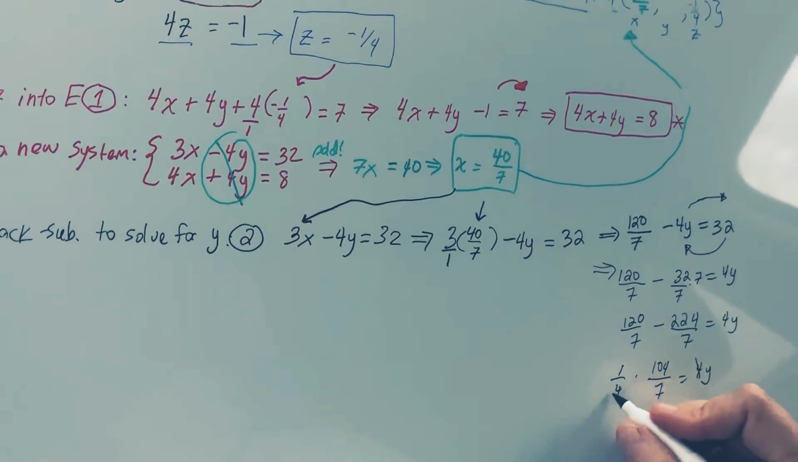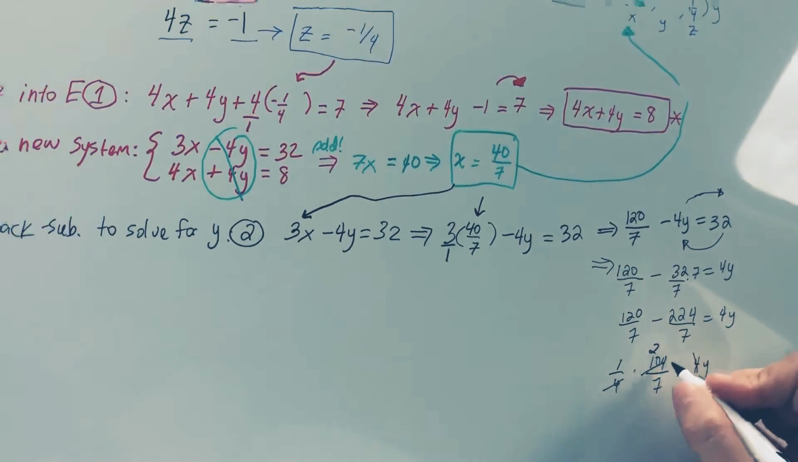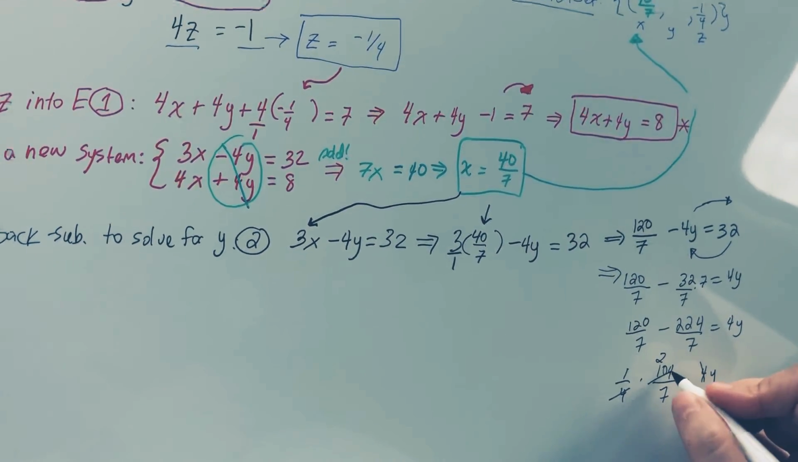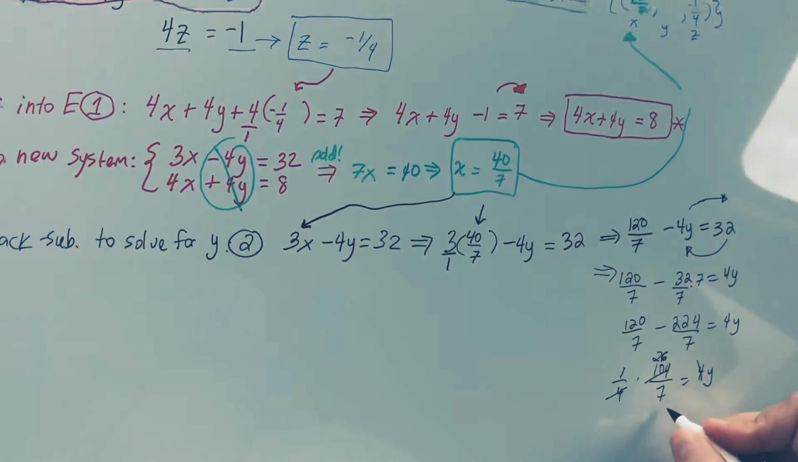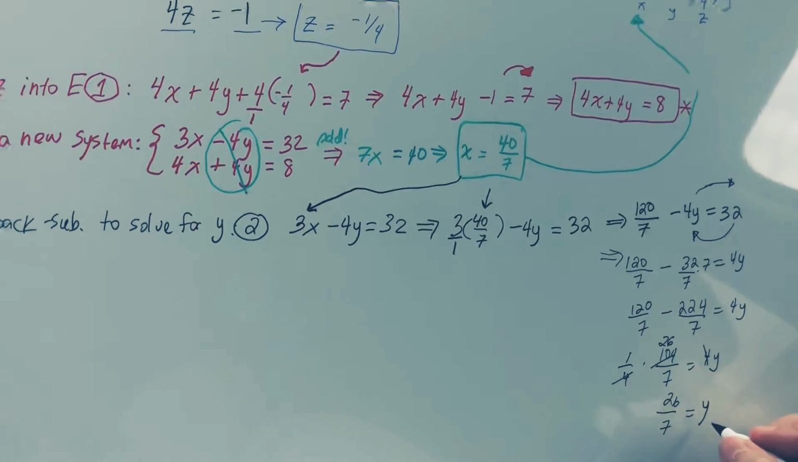And you'll just say 4 goes into 104. Well, 4 goes into 10 2 times, that's 8. Remainder of 2. So now I have 4 going into 24 6 times. So I'm getting 26 over 7 equaling y.